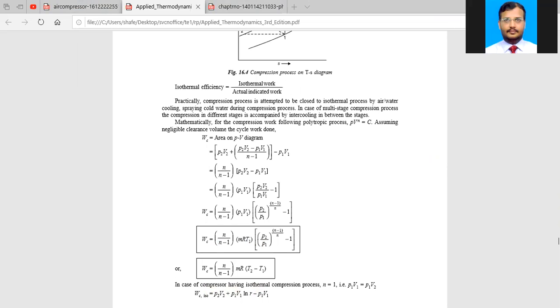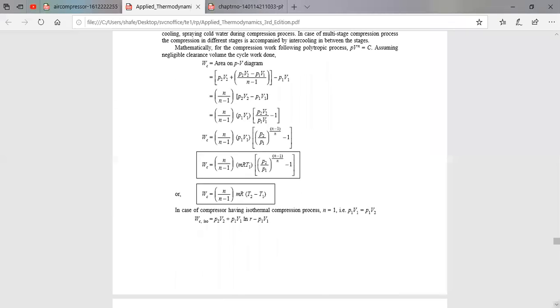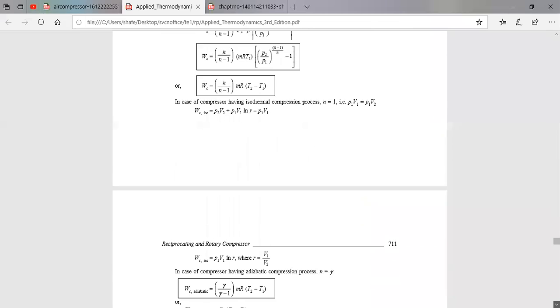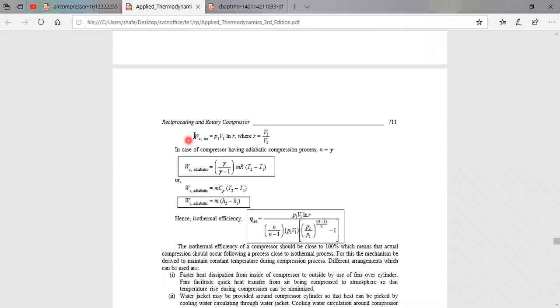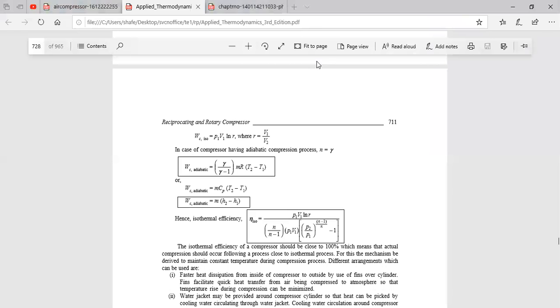Now you see here what I have shown. There are three formulae. This particular box is for when the process is polytropic, because n is the polytropic index. Suppose the compression happens as isothermal, then what is the equation? P1 V1 equals P2 V2. It's not P1 V2, it's P2 V2. So obviously, the final relation for work done when the process is isothermal is like this. Just see here. I'll highlight it once again so you can understand it better.